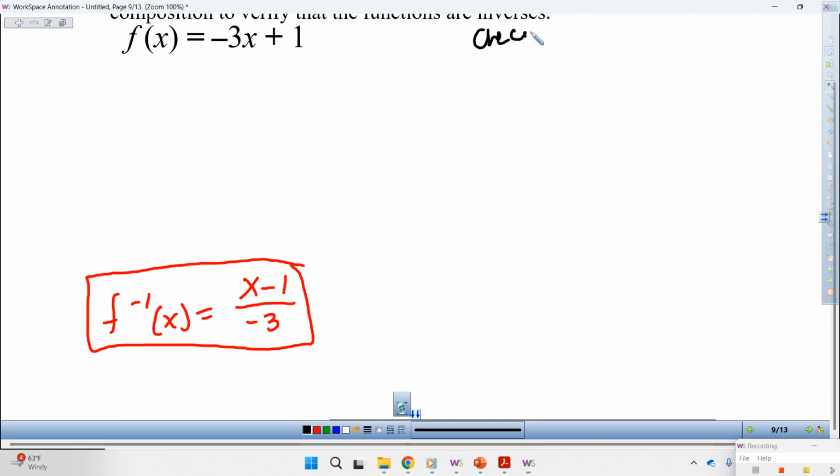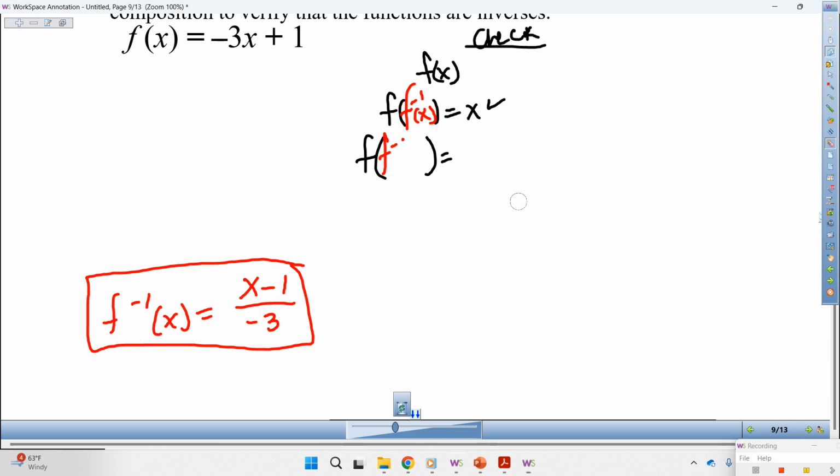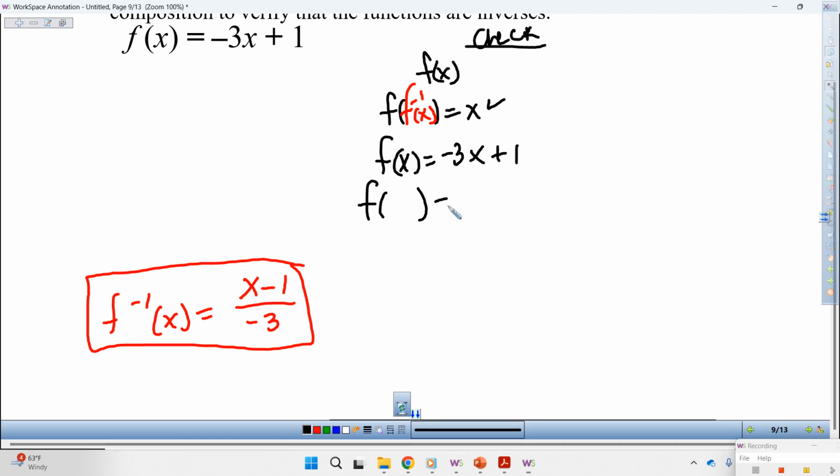Next, we're going to check. Start with f of x. So that means we're going to substitute into f of x the inverse to check. What goes here? F inverse, sorry, I skipped a step. My bad. I need to write my function first. F of x equals negative 3x plus 1. And then get rid of the x's and just open parentheses.